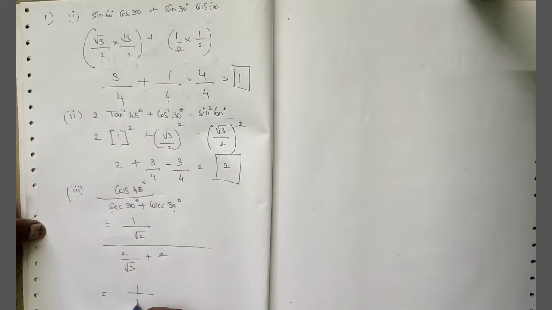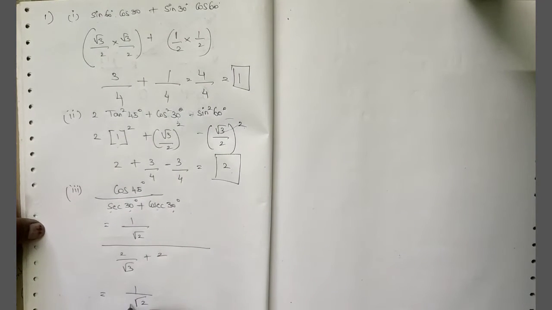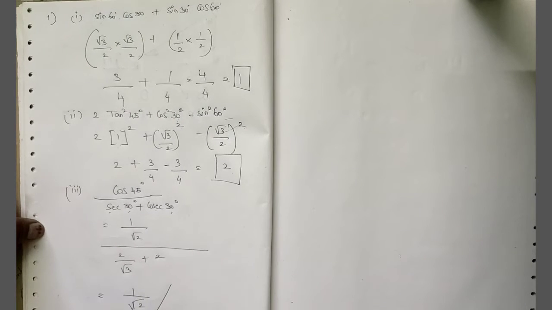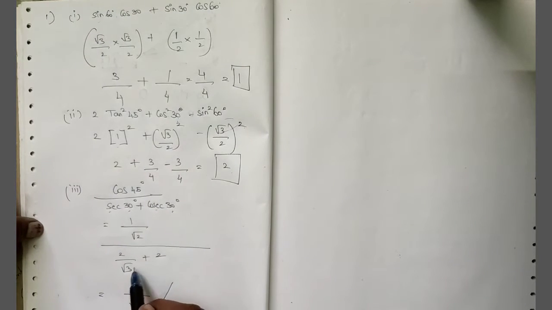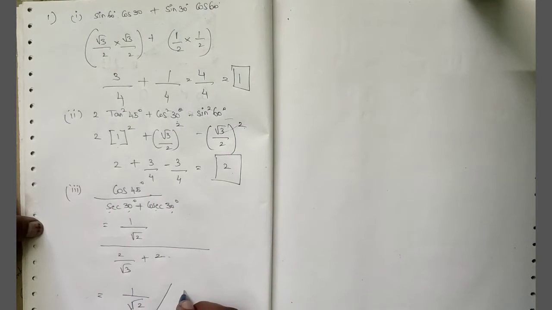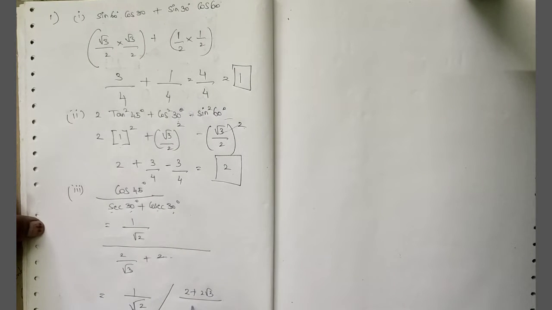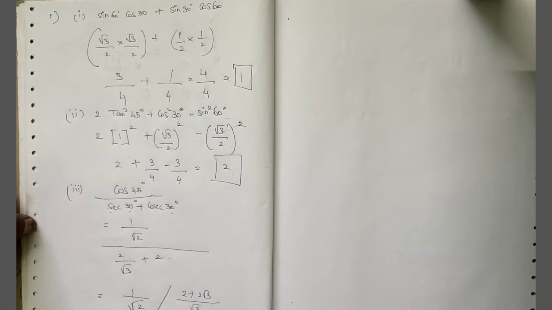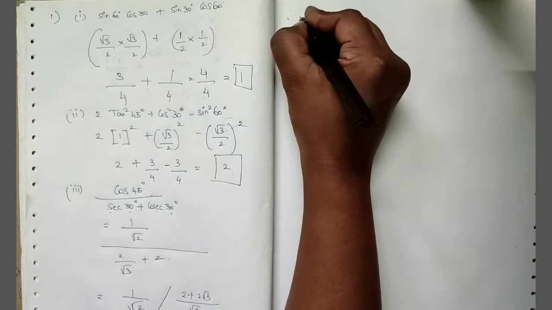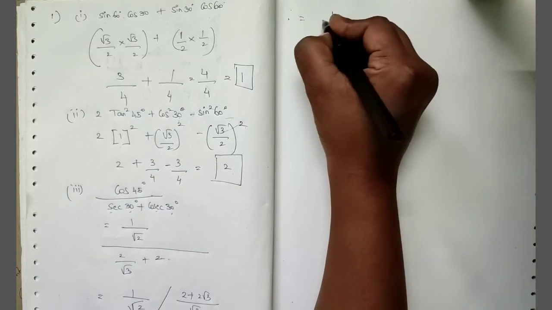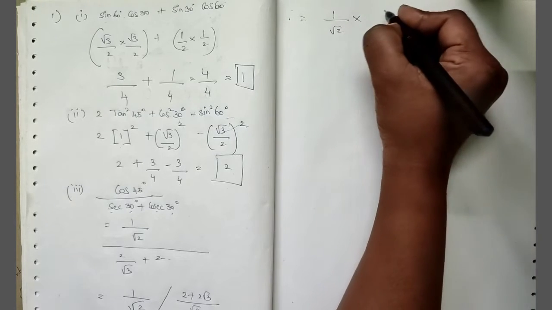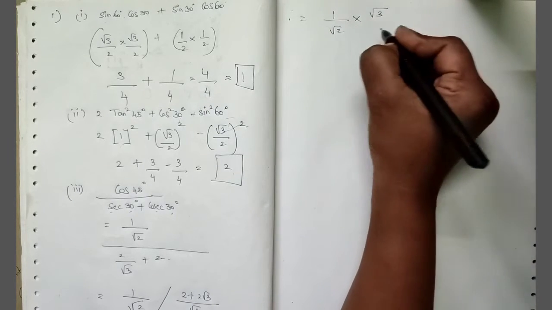So 1 by root 2, the whole divided by, if we take the LCM for this, it is going to be 2 plus 2 root 3, the whole divided by root 3. Correct? So which equals 1 by root 2 into root 3.